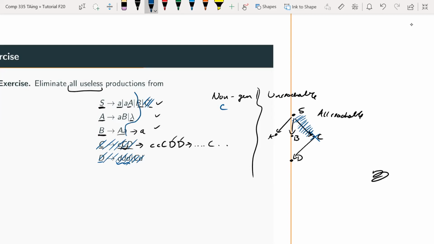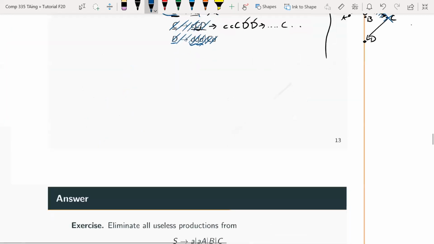So then the simplified grammar I get is going to be this. You see what I mean? So that's going to be the simplified grammar. I hope that is clear.